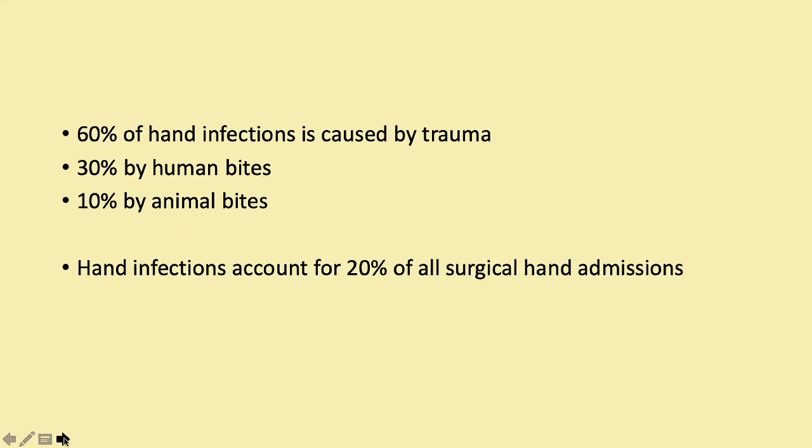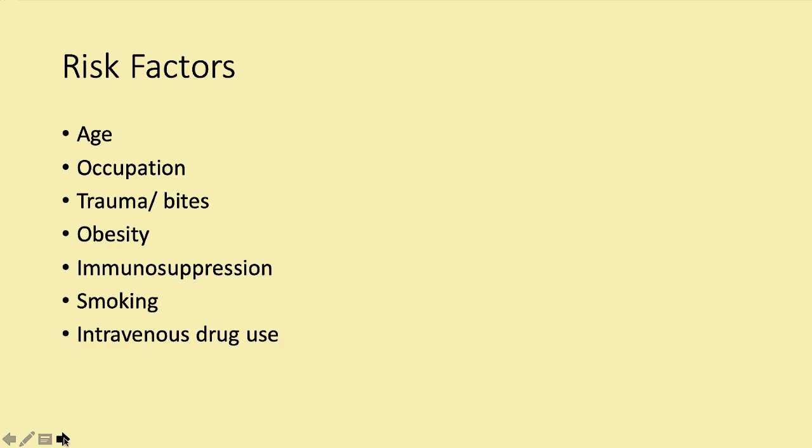About 60% of hand infections are caused by trauma from trivial injuries in laborers. About 30% occur from human bites and 10% from animal bites. Hand infection accounts for about 20% of all surgical hand admissions. The risk factors for hand infections include the following. Patients aged 20 to about 65 are usually more prone to hand infections simply because they are more active.